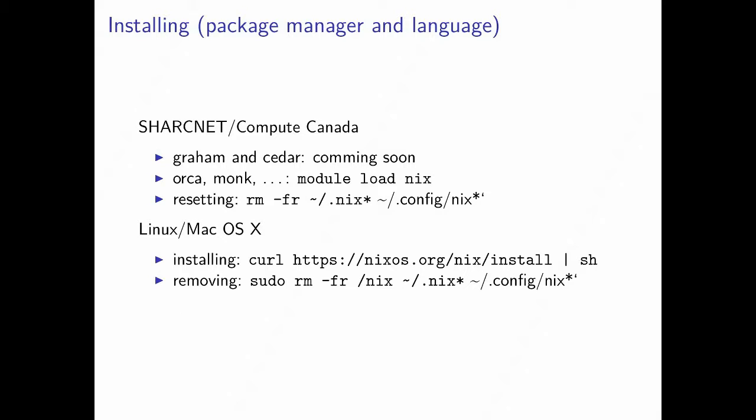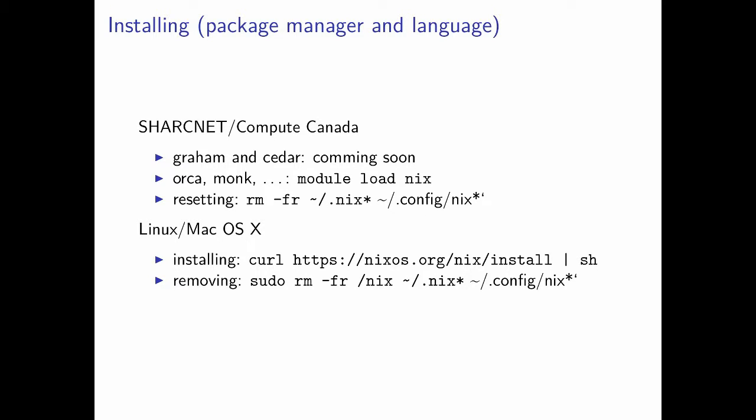So how do you install Nix? On Sharcnet Compute Canada systems, on our new clusters, Graham and Cedar, it will be coming soon. We'll have it installed there for you. Currently, we're just focusing on making sure everything else is working. This is sort of an add-on. On the existing Sharcnet systems like Orca, Monk, and so on, it's already installed. You just have to run module load Nix. If you want to reset your environment entirely, you can just remove all the .nix files in your current directory and all the .nix files under your .config directory.